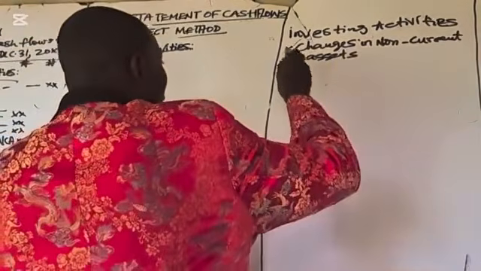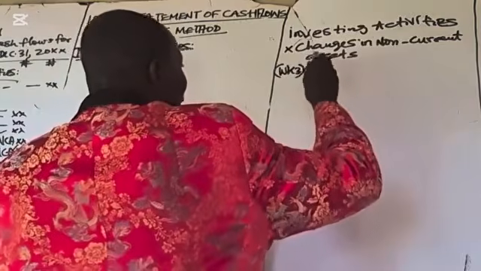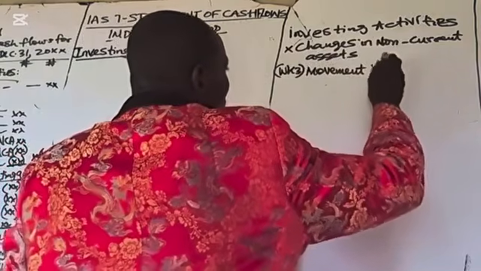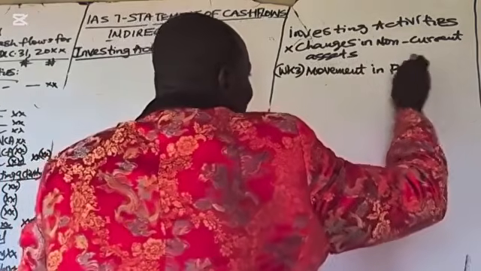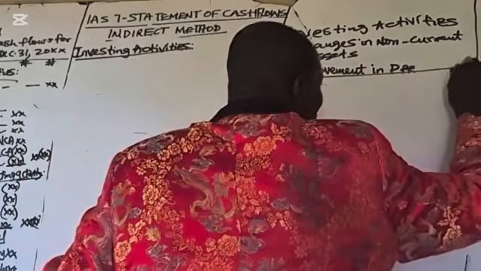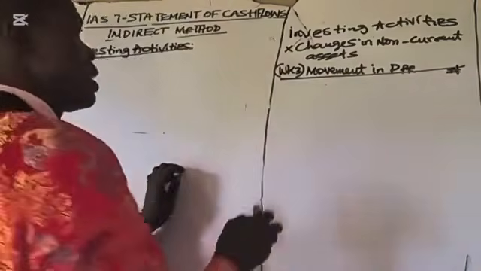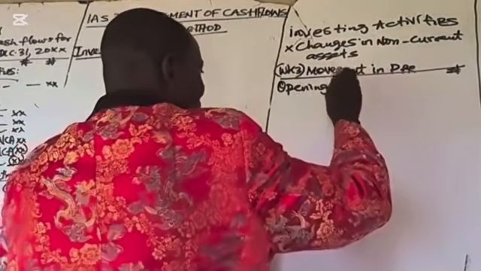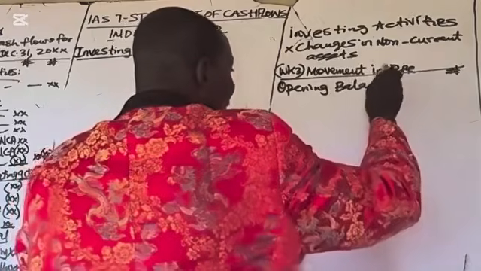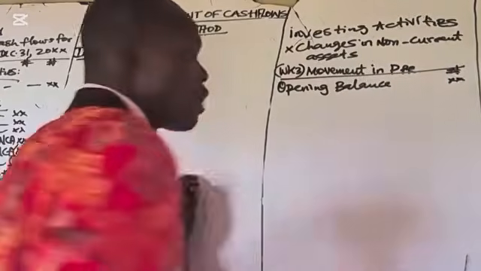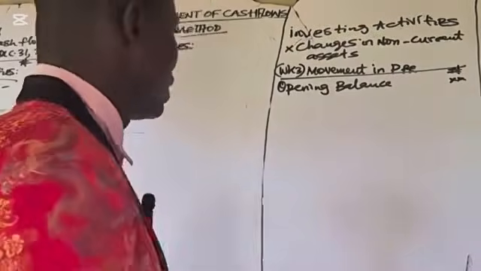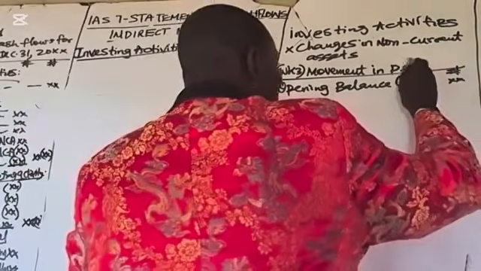Let me have working number 3. So we may have movement in property, plant, and equipment. So remember, I've told you in all my workings that I always start with the opening balance. I've told you that all the opening and the closing balances will be found in the opening and the closing statement of financial position respectively. So opening balance in respect of PPE.